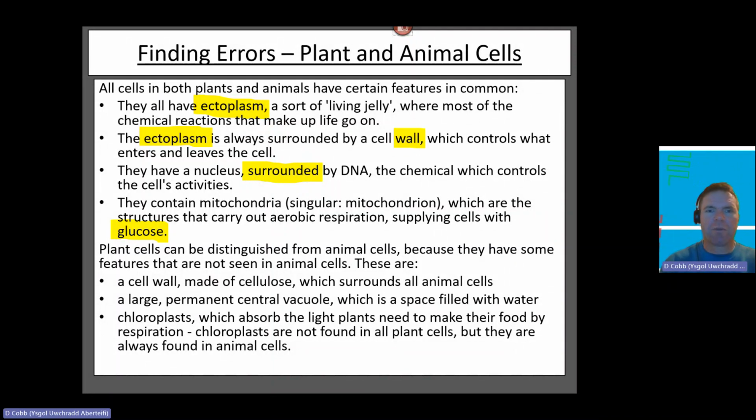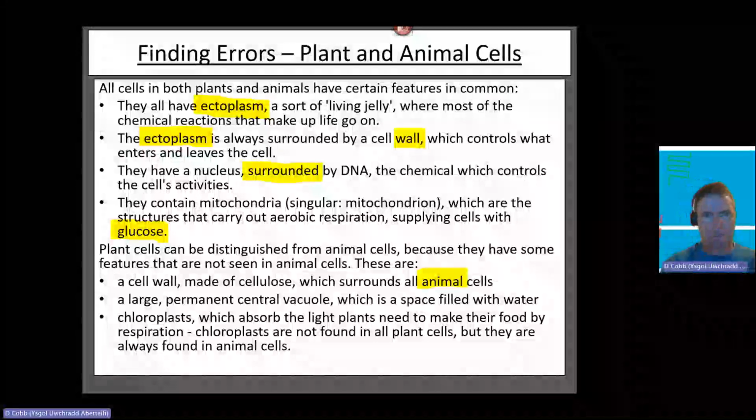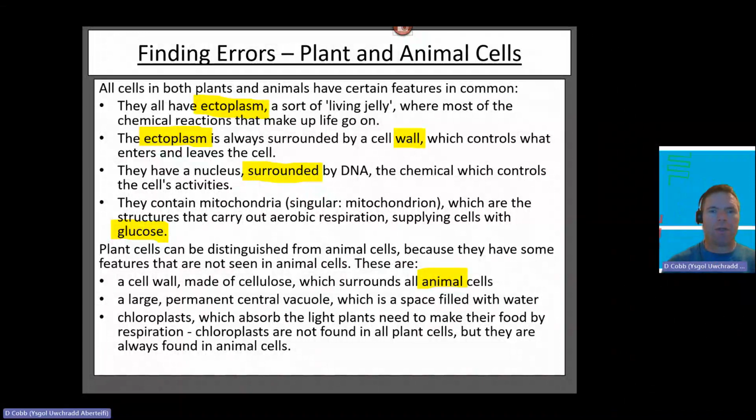Then we've got plant cells can be distinguished from animal cells because they have some features that are not seen in animal cells. These are, they have a cell wall made of cellulose, which surrounds all animal cells, but it should be all plant cells. A large permanent central vacuole, which is a space filled with water. It's not filled with water, it's filled with cell sap.